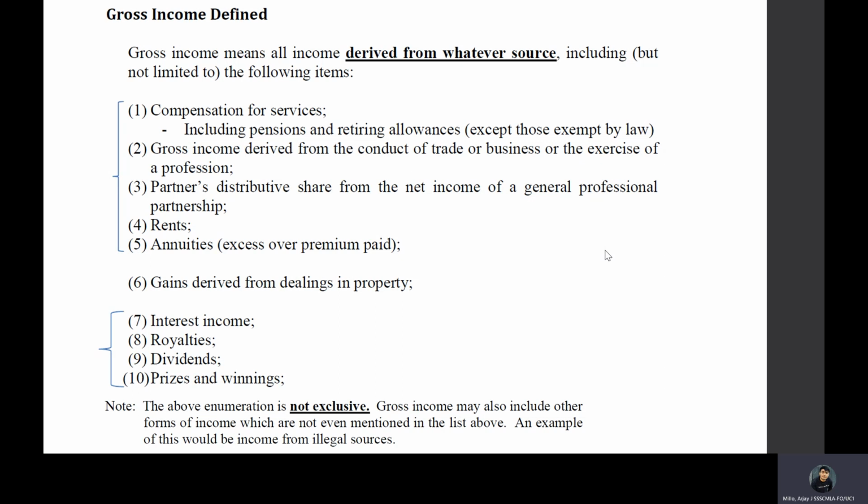So, isa-isahin natin yan sa mga susunod na slide. So, please note that this list or above enumeration is not exclusive. So, meaning kapag hindi nandyan, hindi automatically hindi na siya i-include sa gross income. So, gross income may also include other forms of income which are not even mentioned in the list above. So example, ito yung mga income from illegal sources. So anything that will form part as benefits ng taxpayer na yun will automatically be considered as part of his gross income.